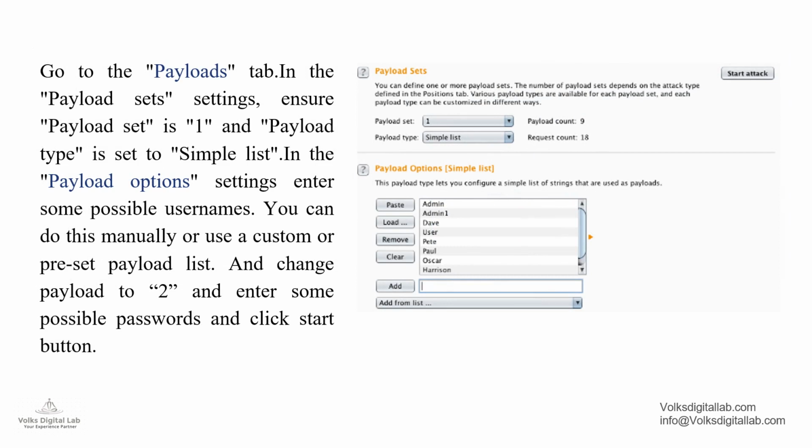Go to the Payloads tab. In the payload settings, ensure payload set is 1 and payload type is set to simple list. In the payload options settings, enter some possible usernames. You can do this manually or use a custom preset payload list. Change the payload set to 2, enter some possible passwords, and click the start button.